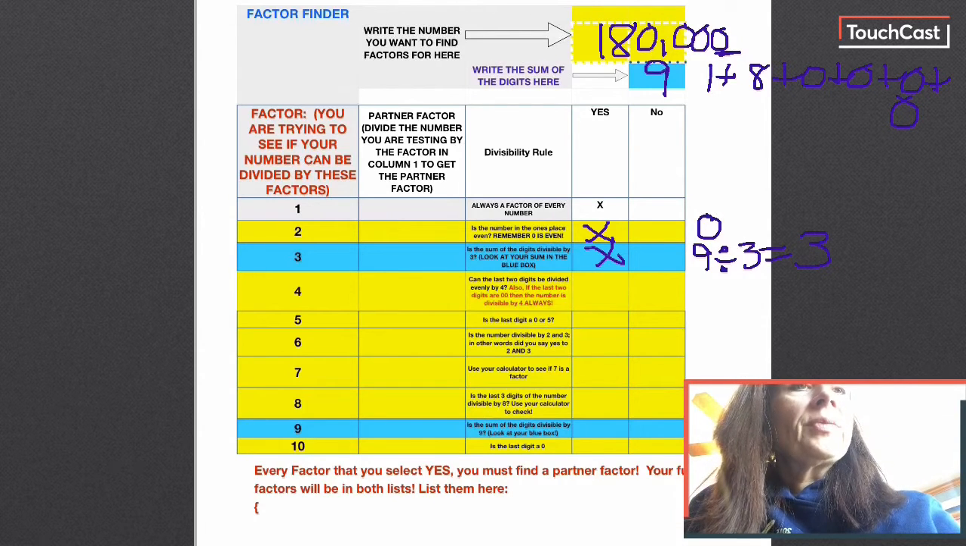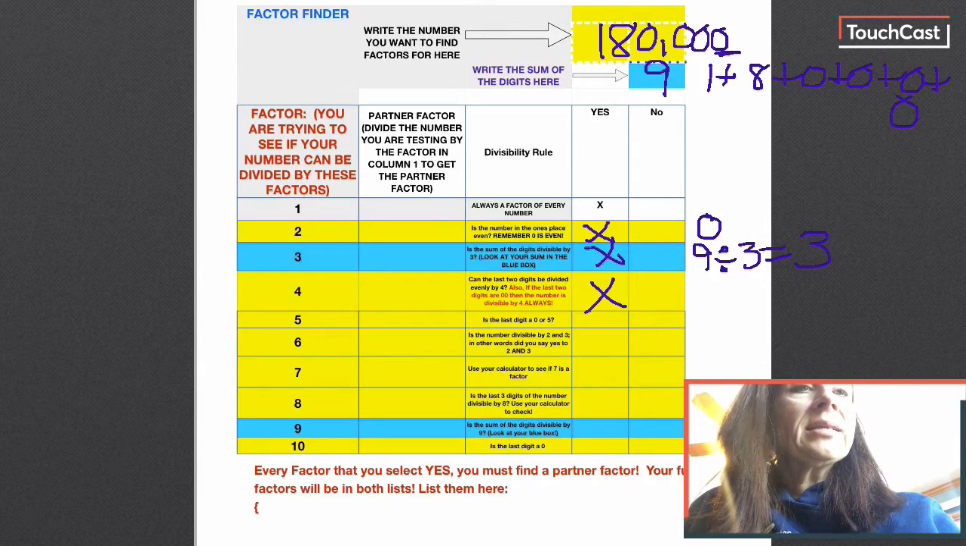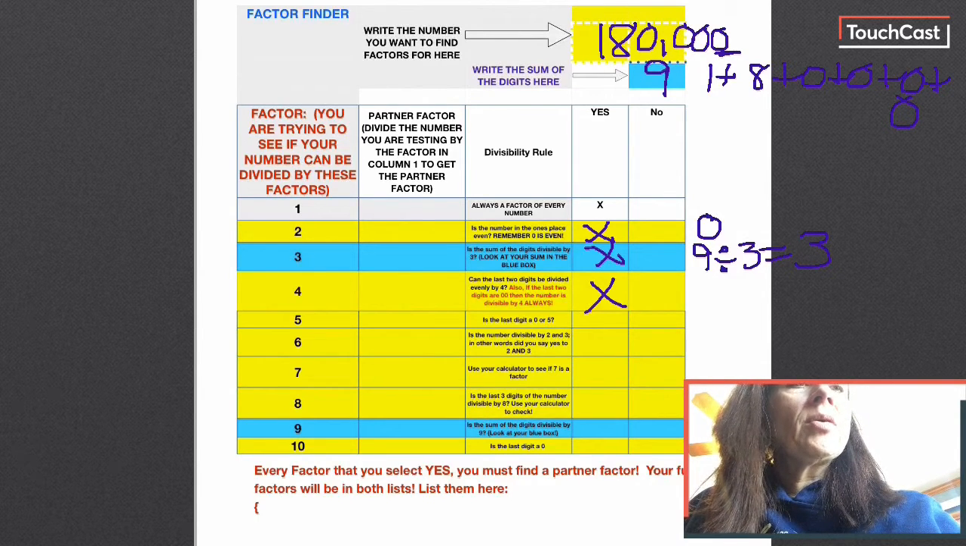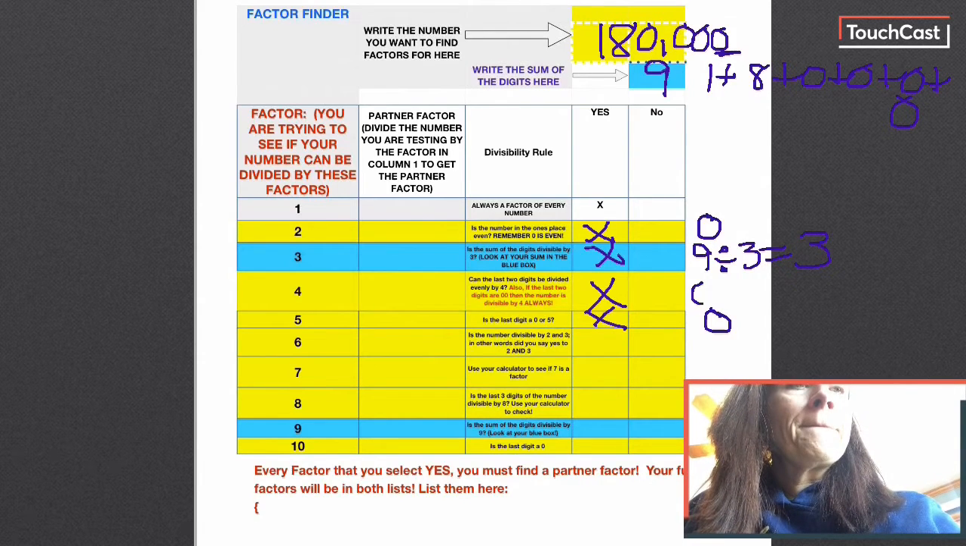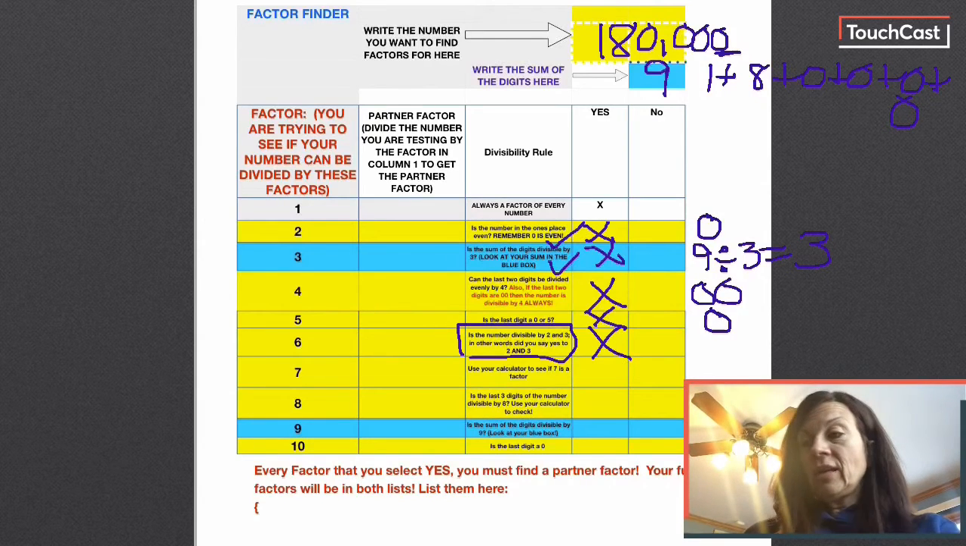How about 4? Can the last two digits be divided evenly by 4? Also, if they are 0, 0, it is always a yes. So yes. How about 5? Is the last digit a 0 or 5? Yes, it is. Write it down here so you have your data there. Okay. 6. Is the number divisible by 2 and 3? Look at that. Yes, it is. So that's a yes. Now let's do 7 and 8.